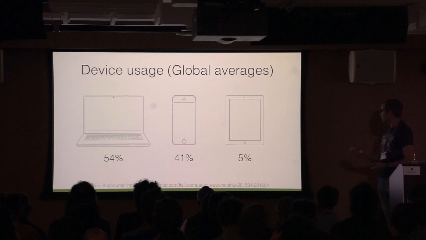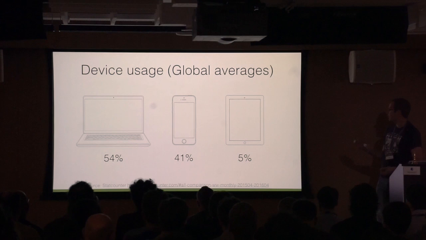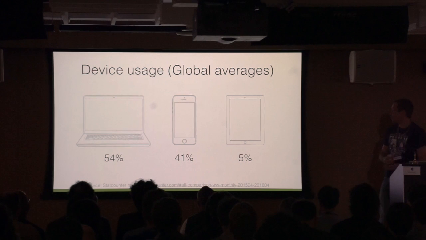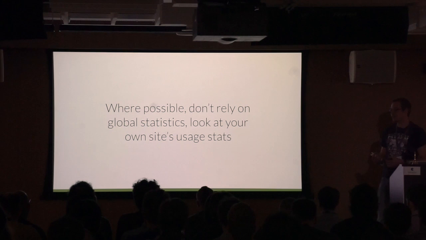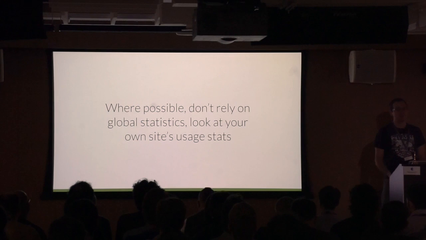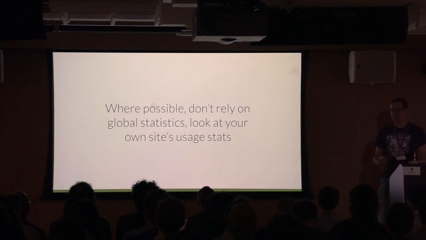So I got the global statistics for different devices. And globally, we're looking at about 54% of users on desktop, a huge 41% on mobile, and 5% coming from tablets. And of course, these are global statistics. So if you have access to your Google Analytics at work, you should be looking at your own site statistics to see what your users are using. Take Bing, for example. Over 90% of our users are on mobile.